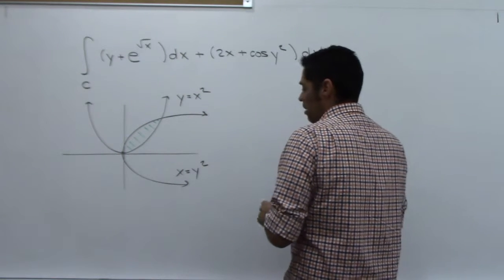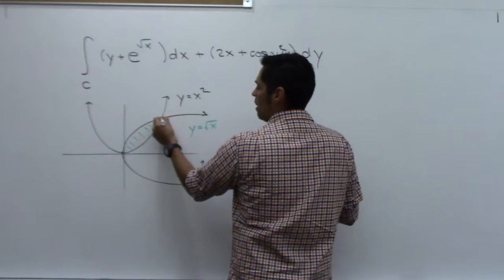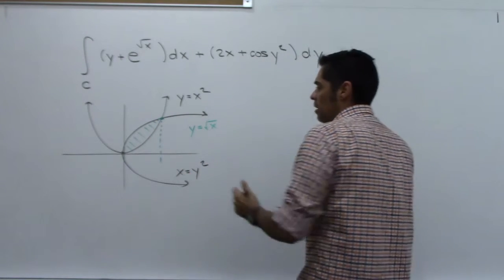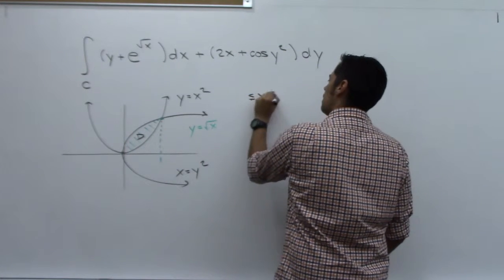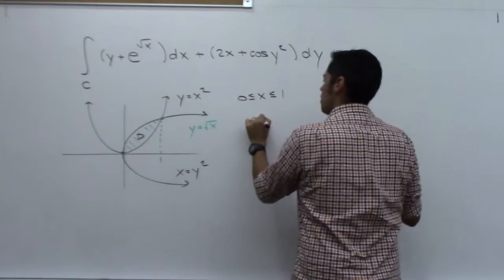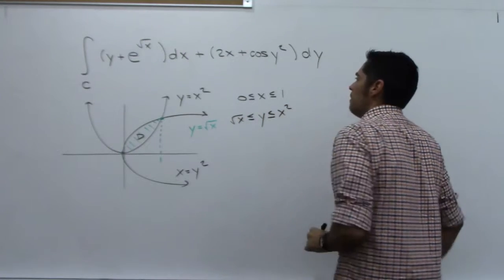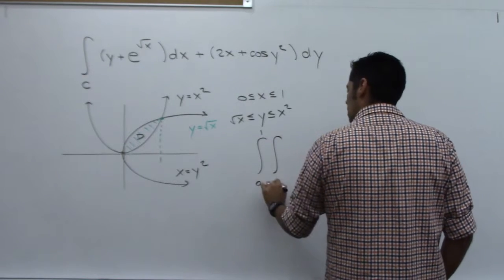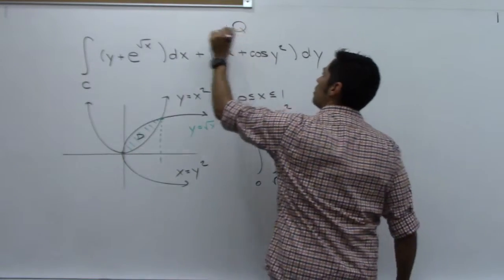What I'll do is take this one and solve it for y. So y is equal to root x is this one. They hit each other here at 1, you can see. So I'm going to look at this region in here as being D. I notice my x is bounded between 0 and 1, and my y values are between root x and x squared. And so I'm going to do my double integral, 0 to 1, root x to x squared, and here's my Q, here's my P.